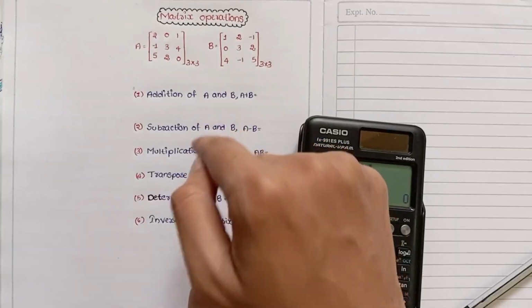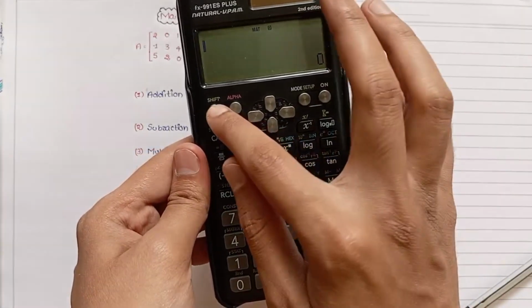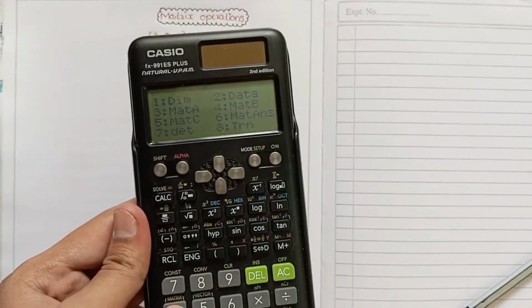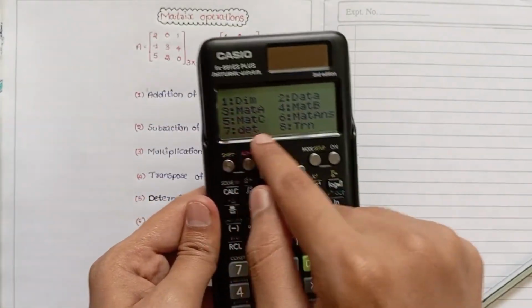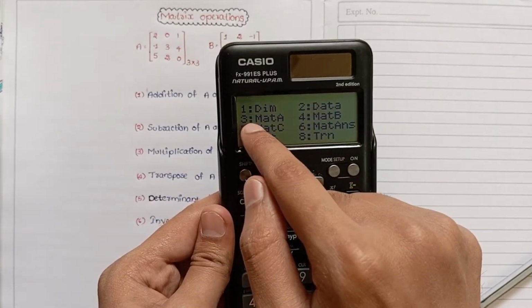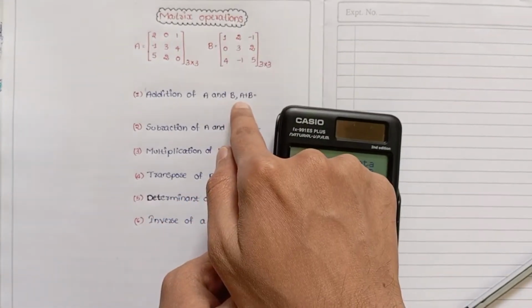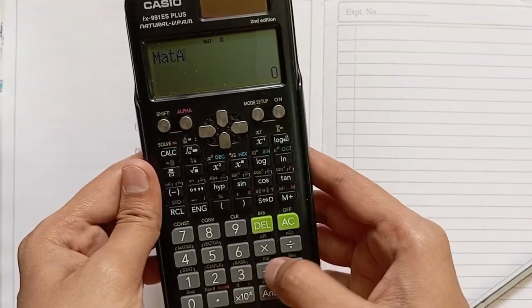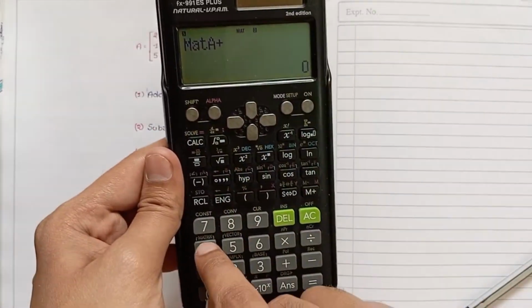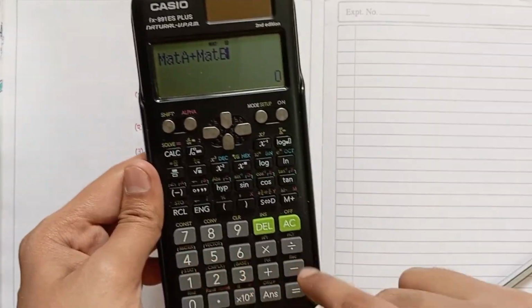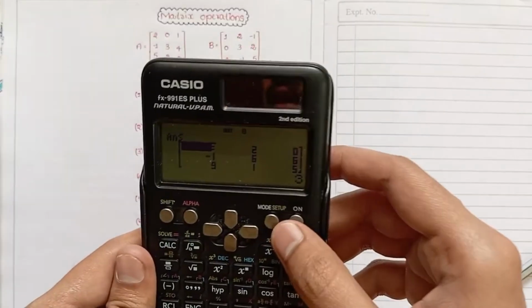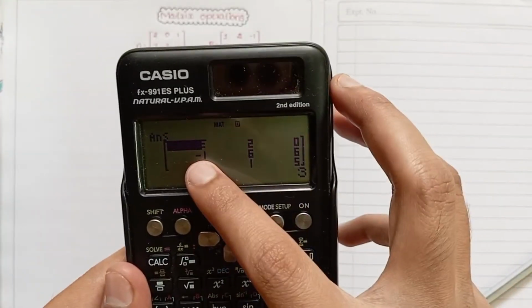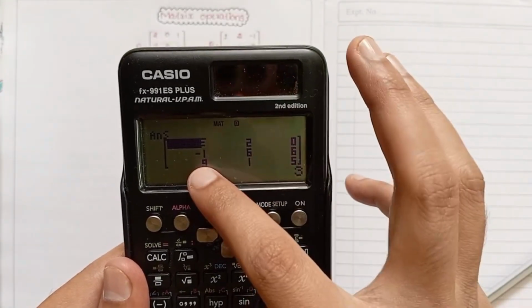First we will see how to perform addition operation. So press shift, and again here we see the matrix option at 4. So press 4, shift plus 4. We have these 8 options. So we have to select mat A because we are doing addition of two matrices, matrix A plus matrix B. So first select mat A, third option, plus, now again shift plus 4, select mat B. Okay, press equal to. So this will give the addition of two matrices, which is equal to 3 2 0, minus 1 6 6, 9 1 5.